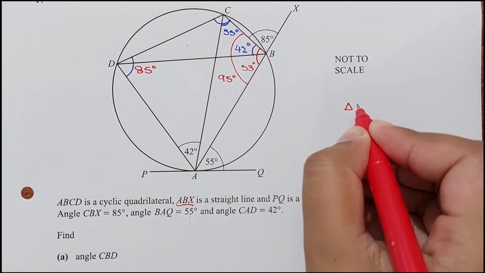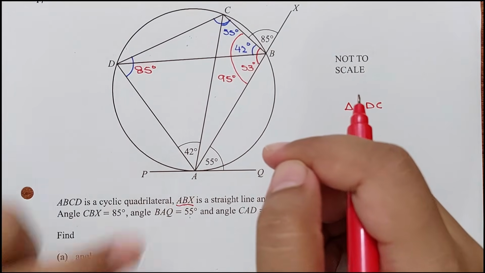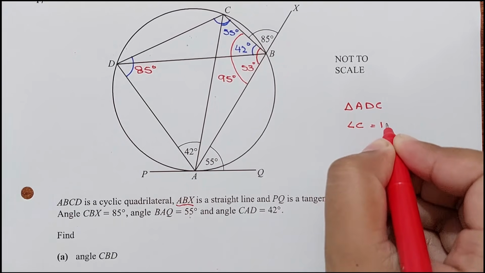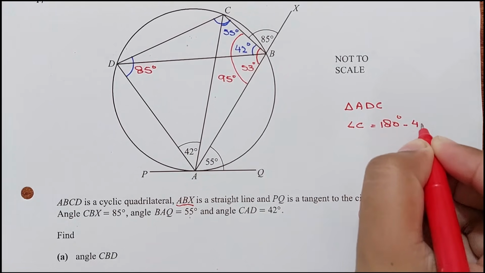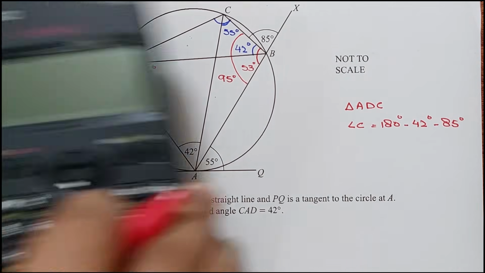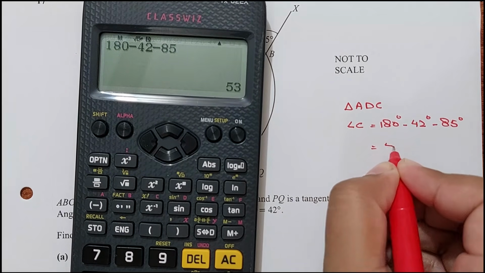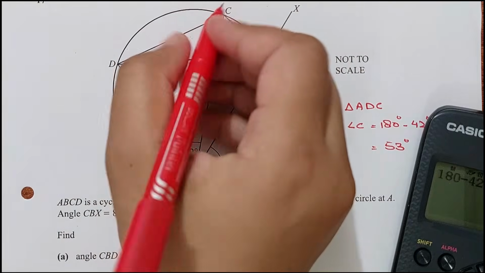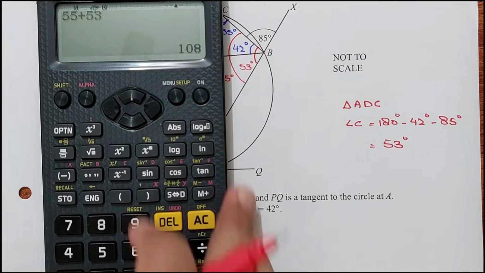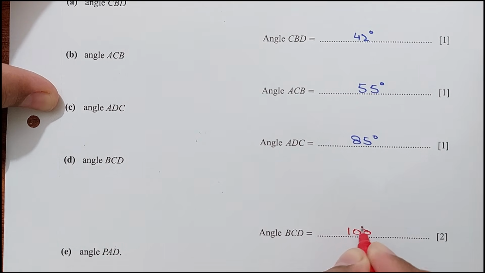Okay, so for triangle A, D and C, the sum of all angles of a triangle is 180 degrees. We have angle A, angle D, let me solve for C. So angle C is 180, take away angle A, which is 42, and angle D, which is 85. Right, 180 minus 42 minus 85 is 53 degrees. So this angle is 53 degrees, and the whole angle is 55 plus 53, which is 108. So the angle BCD is 108 degrees.